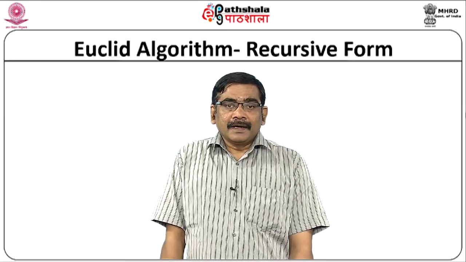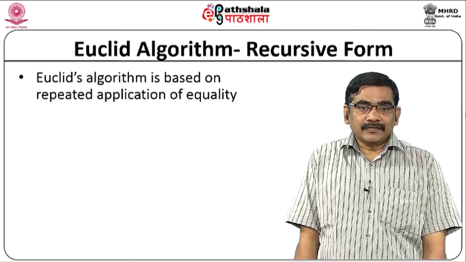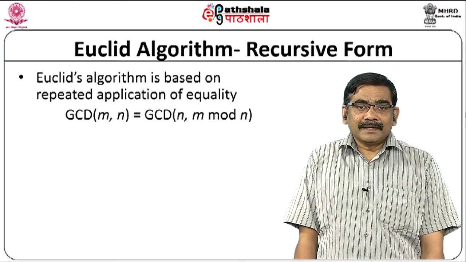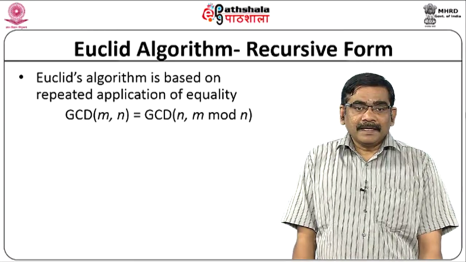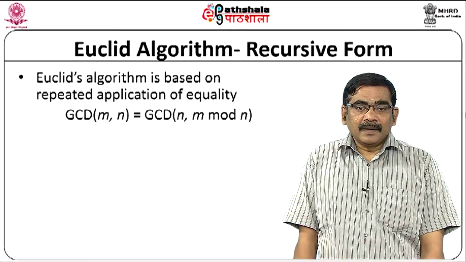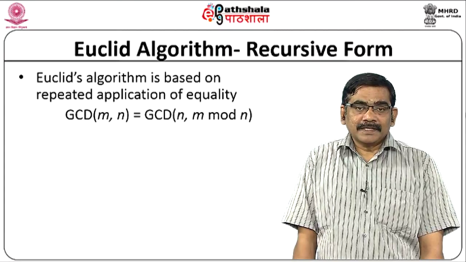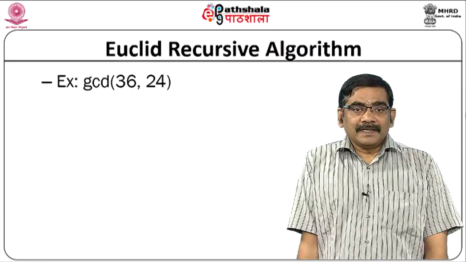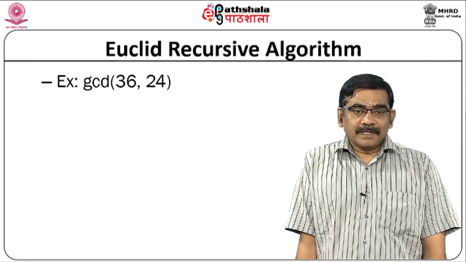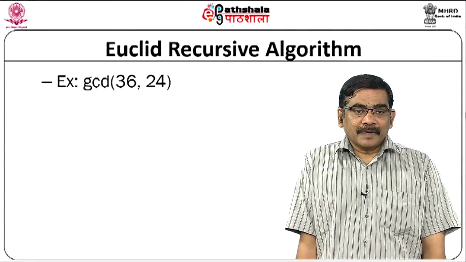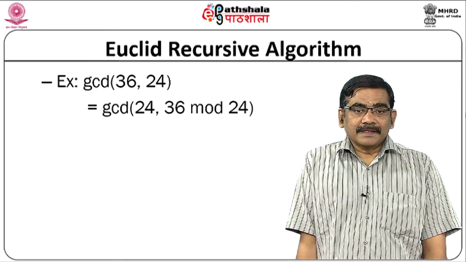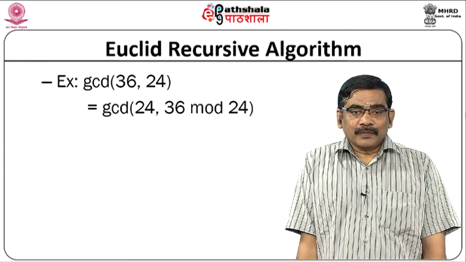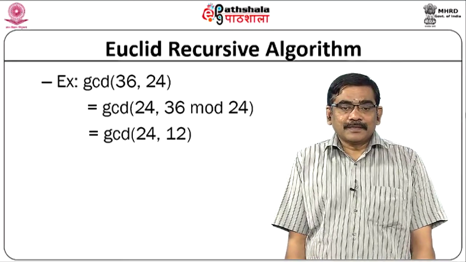The same thing can be lucidly defined in recursive form also. The Euclid algorithm is based on the repeated application of an equality. You can recursively say that GCD of m comma n is GCD of n comma m mod n, that is, the result of the mod operation. Taking the same problem, the first number should be greater than the second one, so I am just swapping these two numbers. It becomes GCD of 36 comma 24. Recursively this is GCD of 24 comma 36 mod 24. 36 mod 24 is the remainder, that is going to be 12.